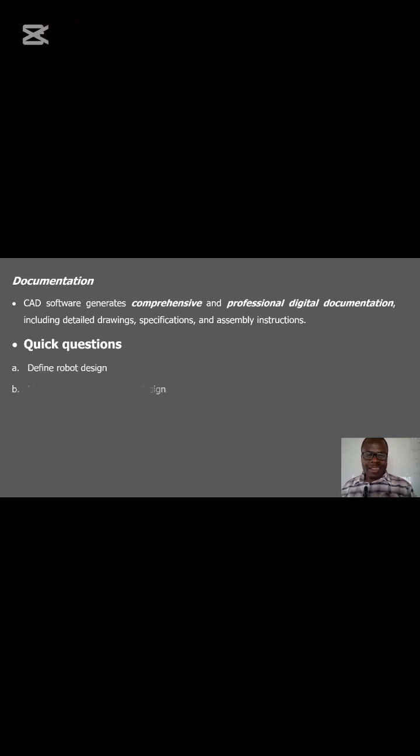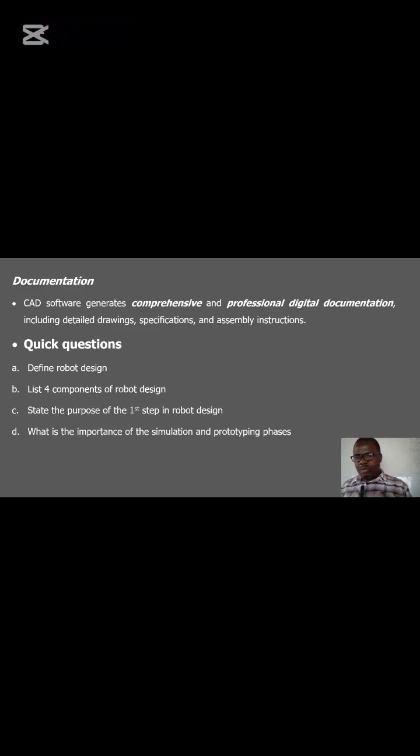Then let us look at quick questions. Define a robot. List 4 components of robot design. State the purpose of the first step in robot design. What is the importance of simulation?